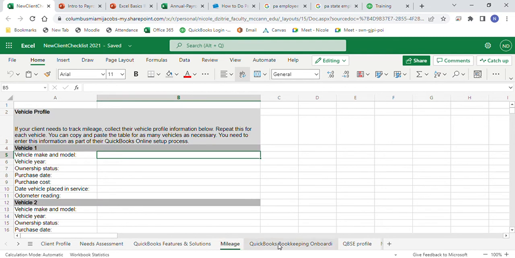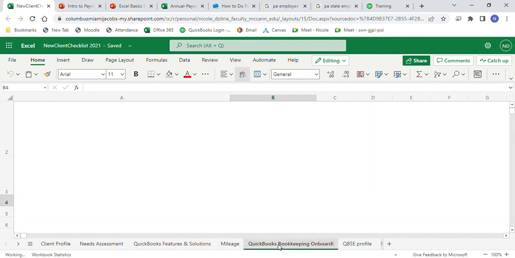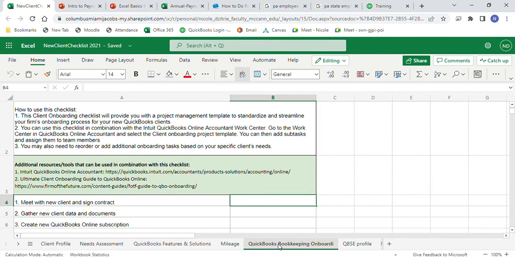And then the last one they have here is a list, like a checklist for yourself on what you want to do. Obviously the first thing is to meet with the client and sign the contract after your initial meeting. Then you want to gather any other client data or documents that you'll need to get started. Creating their new online subscription that they agreed to. I'm sure within the contract they're going to sign, yes, I agreed to this. And then you'll tell them what the pricing is, and you can get discounts if you're a pro advisor.